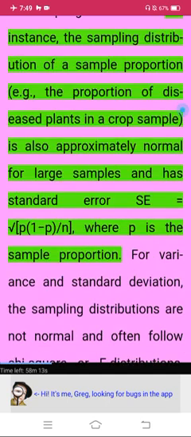For instance, the sampling distribution of a sample proportion, e.g., the proportion of diseased plants in a crop sample, is also approximately normal for large samples and has standard error SE equals square root of p times 1 minus p over n, where p is the sample proportion.